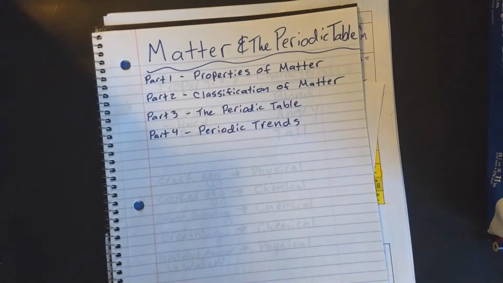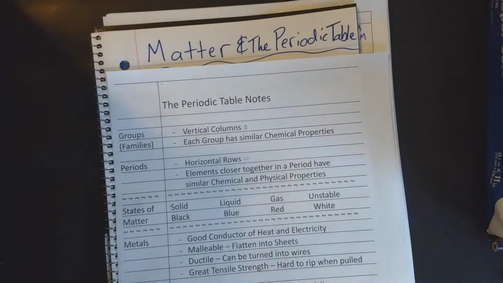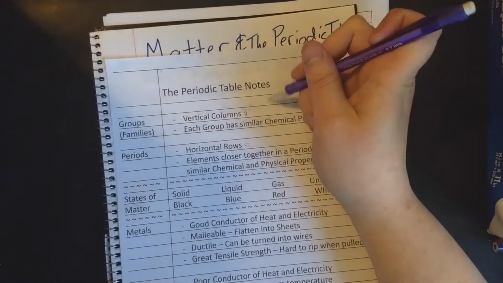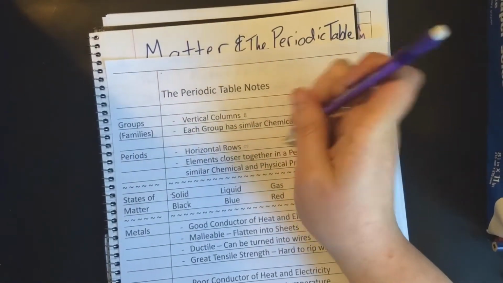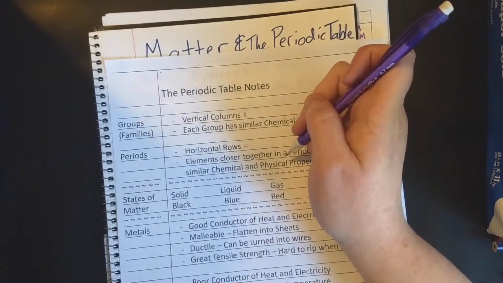Now, for the periodic table itself, our periodic table is set up very specifically. So we have groups and periods. Groups are the vertical columns on the periodic table. Periods go left to right. And we're going to color code those on our periodic table.